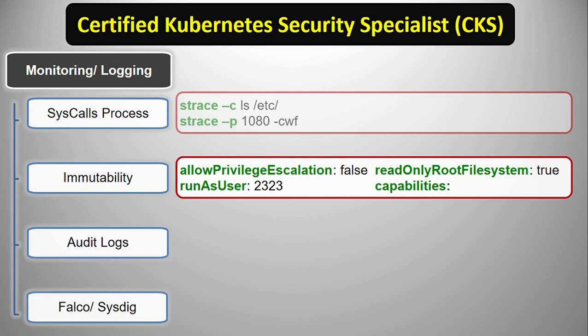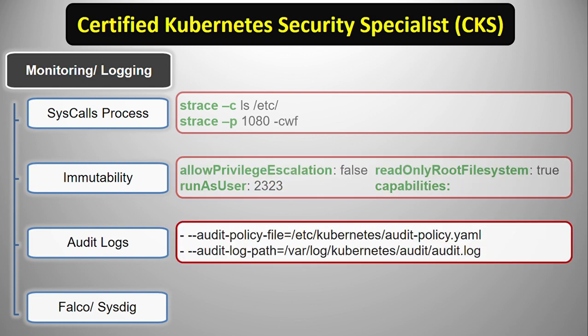Auditing allows cluster administrators to answer questions like what happened, when did it happen, who initiated it, where was it observed, from where was it initiated, and to where was it going. It can be enabled by defining an audit policy and configuring the Kube API server accordingly through the commands shown on the screen.